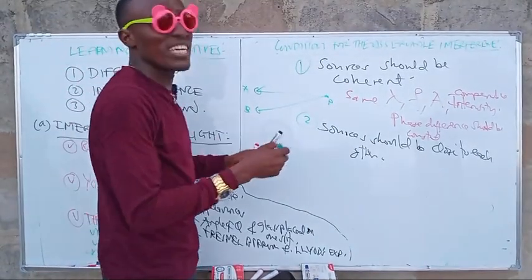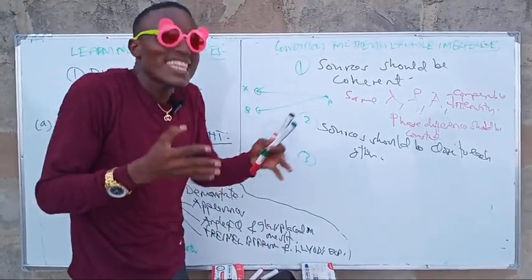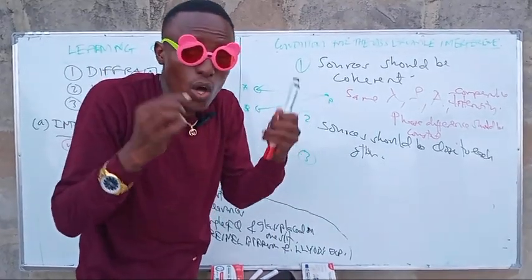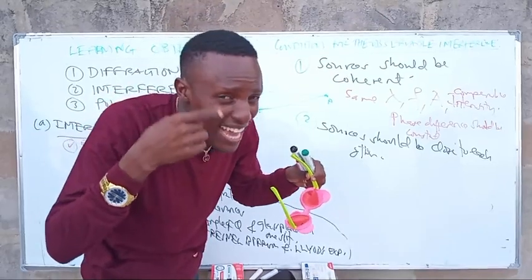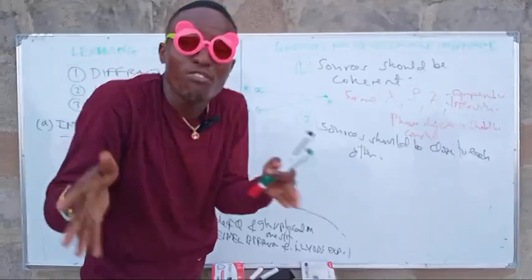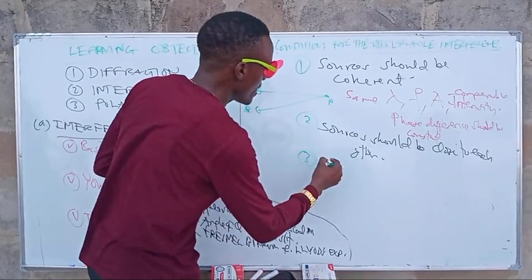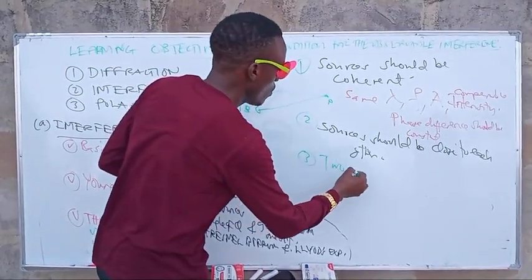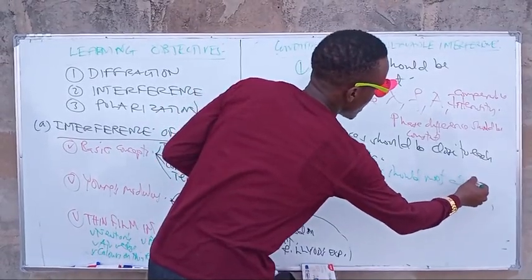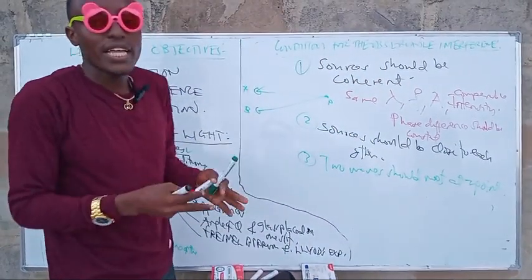The third thing for the interference to occur is that there must be a point where they meet, either on the screen, or the eyepiece of the eye, or the eyepiece of the microscope. So there should be a point where they interfere. That's why we call it interference. So the two waves should meet at a point. That's about the sources.